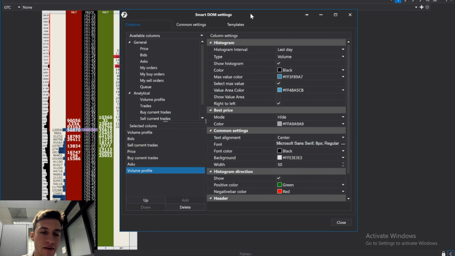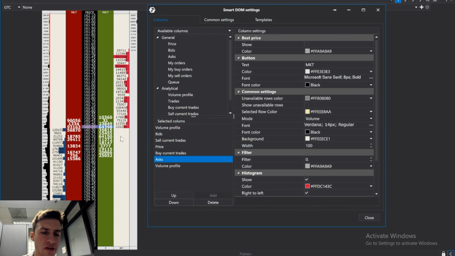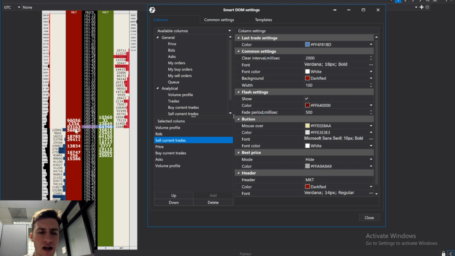Let's do the easy stuff first with the settings I have. Bids and asks: these are the limit orders to buy in blue, and these are the limit orders to sell in red. These are the current trades: this column in red is just market sells, and this column in green is just market buys. This is price, as you can see by the many prices.